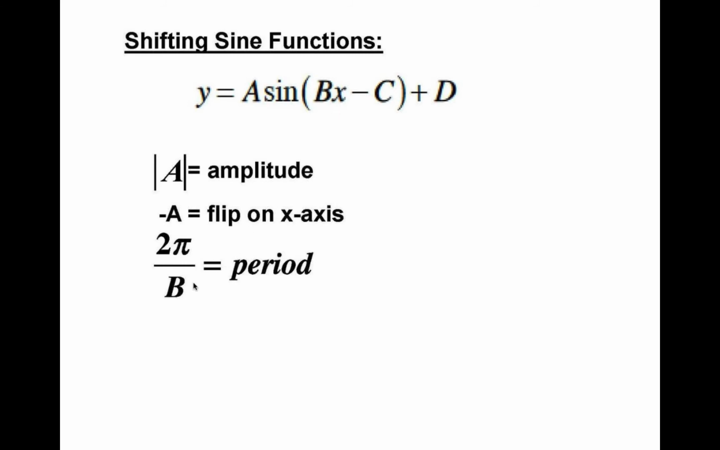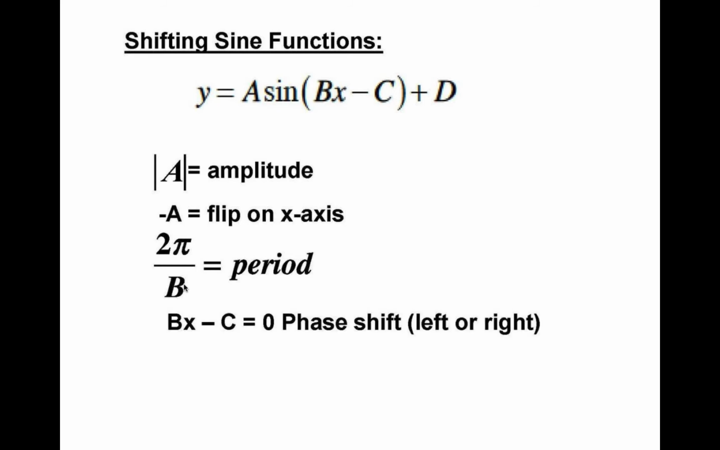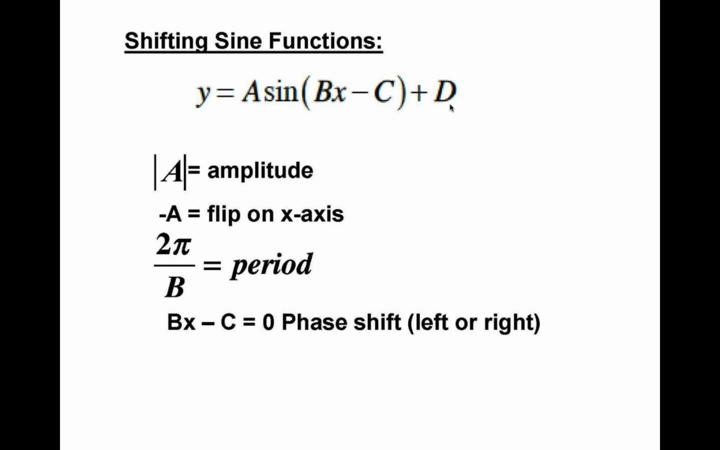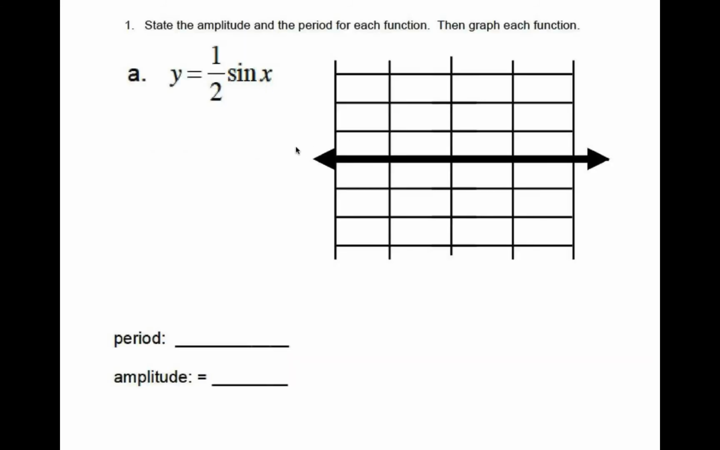You'll have to memorize that fact. If you set the parentheses equal to 0, that will be your phase shift left or right. And then the number on the end, d, is your vertical shift up or down. So in the first example here, for our period, it's 2 pi divided by the number of x's. There's only one x here. So 2 pi divided by 1 is just 2 pi.